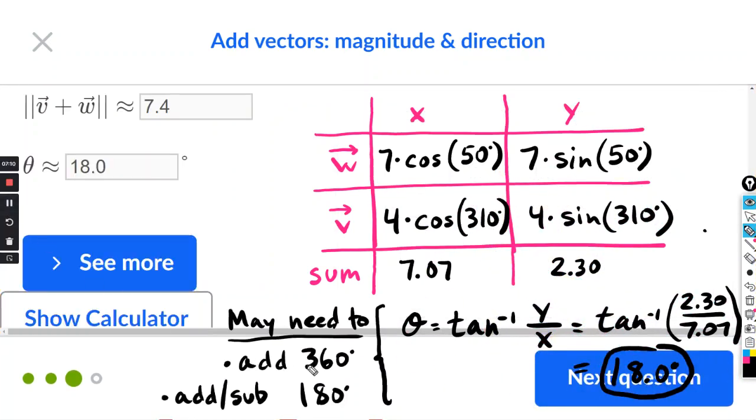Now, please don't forget for this final step here with the angle or direction, you may need to add 360 or add or subtract 180 from the answer that you get. That's why you want to draw a sketch and see which quadrant you are in based on the x and y components of the resultant vector.